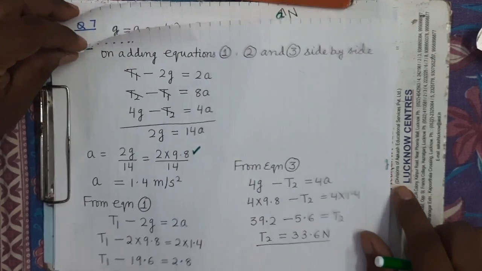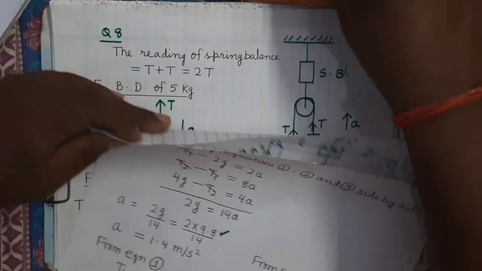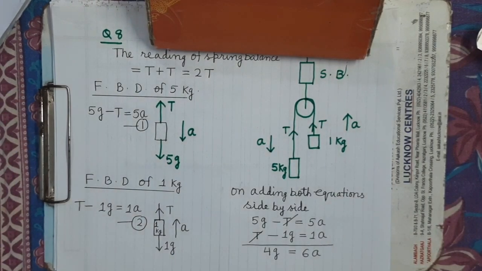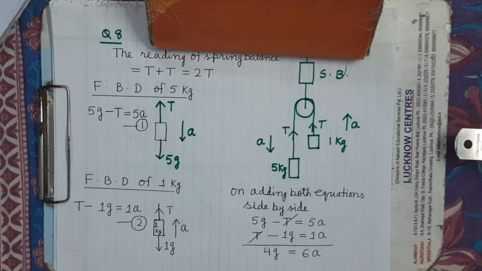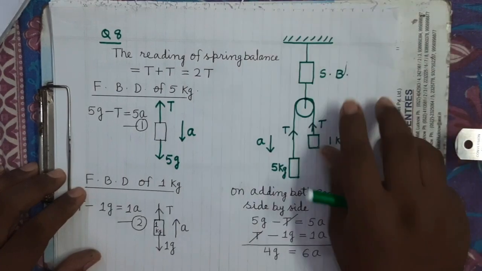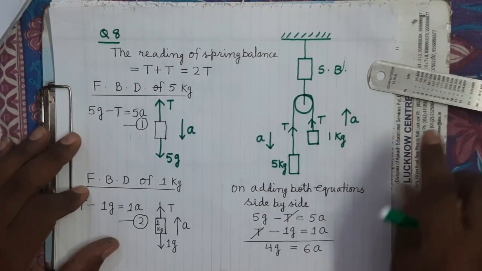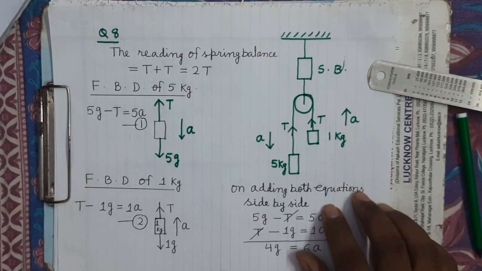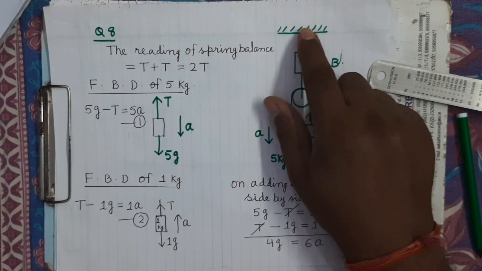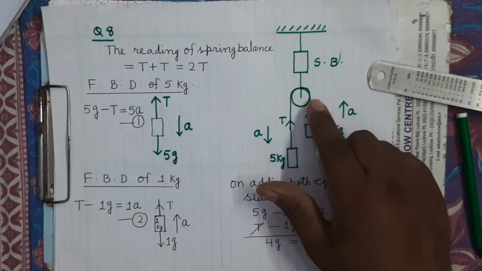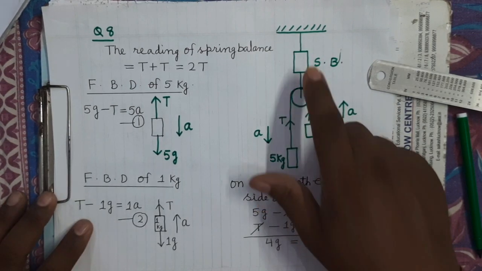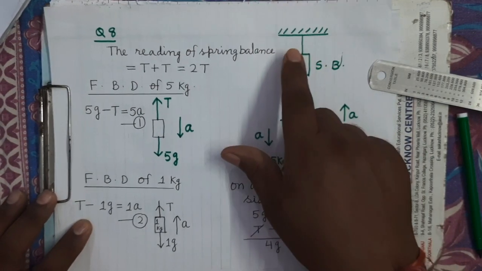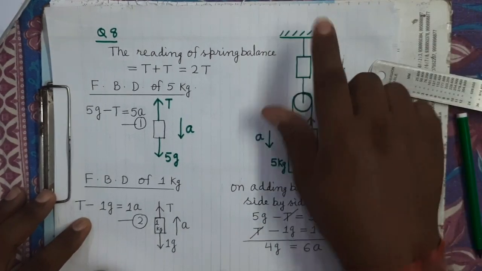So this is question number 7. Now you can see question number 8. Here in question number 8 the figure shows a massless frictionless pulley hanging by a spring balance. Here is the spring balance, and this is the massless and frictionless pulley which is hanging from the spring balance, and the spring balance is hanging from a rigid support. It's clear.